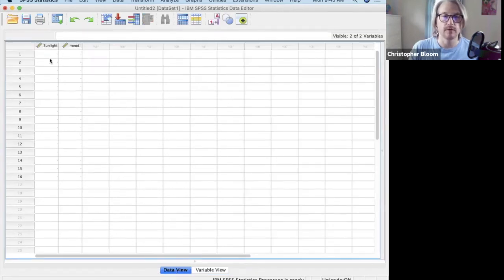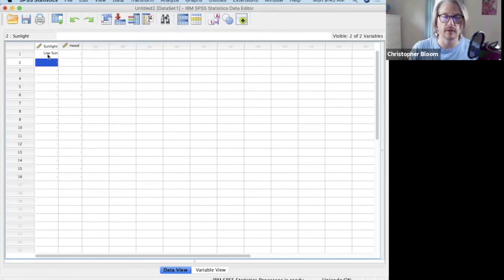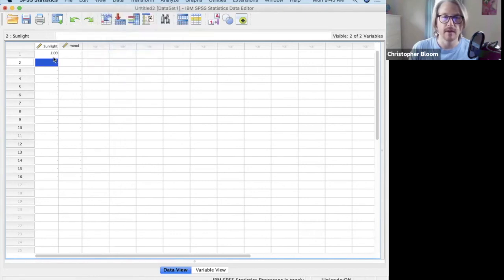And the way we're going to do this is to go one at a time. So this will be 1 representing our low condition, low sunlight condition. And if you go to view value labels, you see that 1 stands for low sun. Okay, go back, take that away. The first participant in low had a score of 14. The second participant in low had a score of 13. The third, a score of 17. You see how this works.